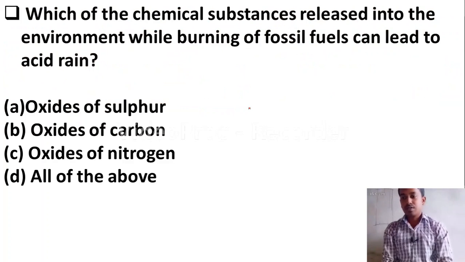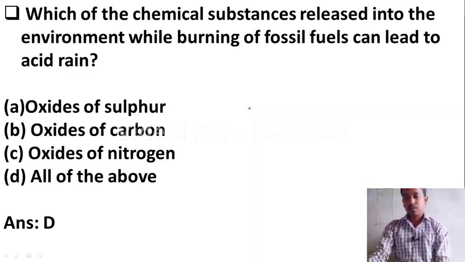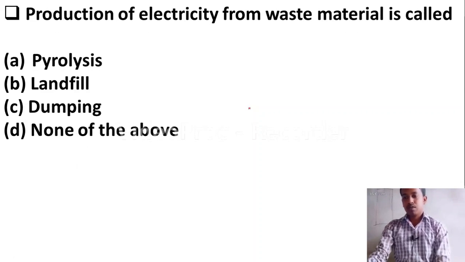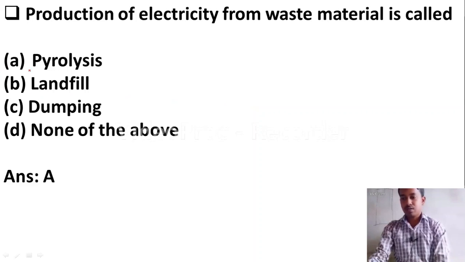The next question is, which of the chemical substances released into the environment while burning of fossil fuels can lead to acid rain? Option A, oxides of sulfur, option B, oxides of carbon, option C, oxides of nitrogen, option D, all of the above. The right answer is option D, all of the above. The next question is, production of electricity from waste material is called option A, pyrolysis, option B, landfill, option C, dumping, option D, none of the above. Here the right answer is option A, pyrolysis is the correct answer.